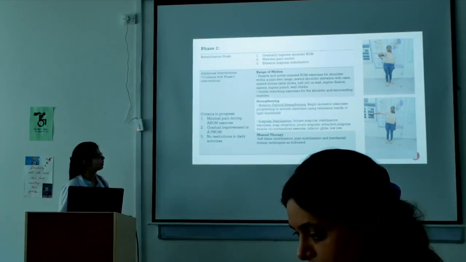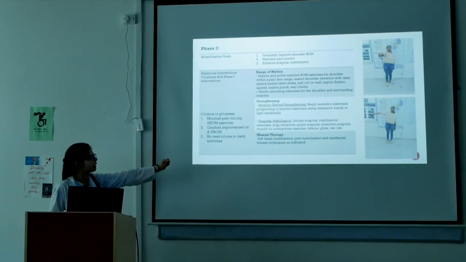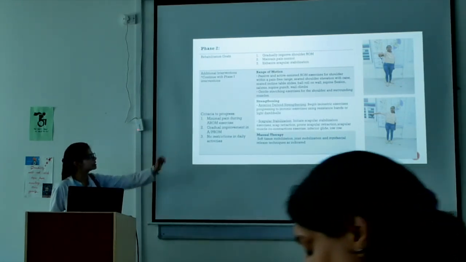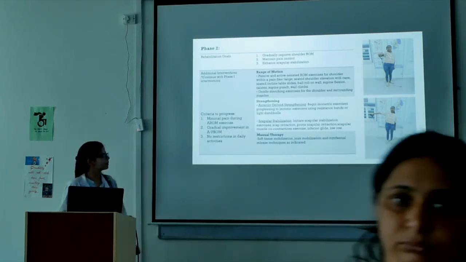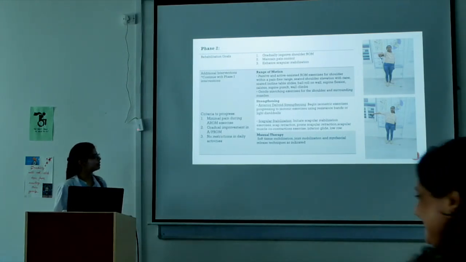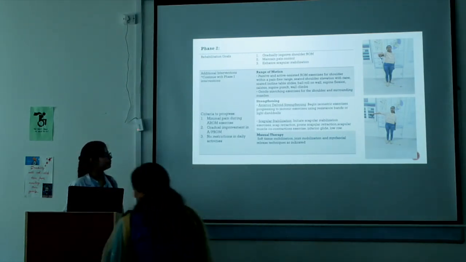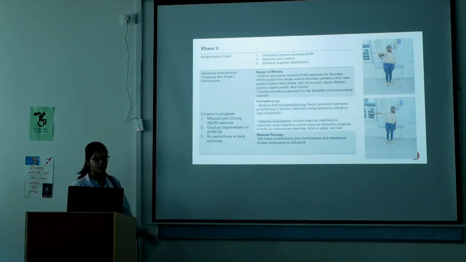We'll begin with isometric exercises and progress to isotonic exercises, using a resistance band and light dumbbells. And we'll begin with scapular stabilization exercises, that would be prone scapular retraction and scapular muscle co-contraction exercises. For manual therapy, soft tissue mobilization and MFR techniques as indicated. The criteria to progress from phase 2 to phase 3 would be minimal pain during AROM exercises and no restriction in daily activities.